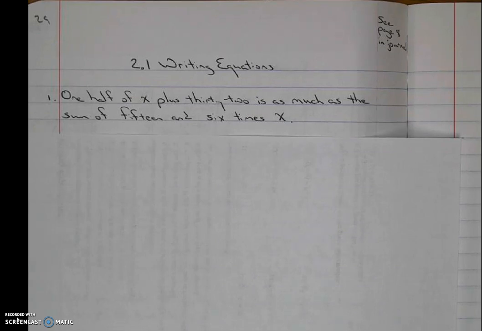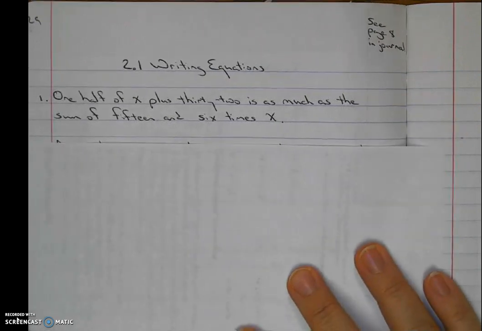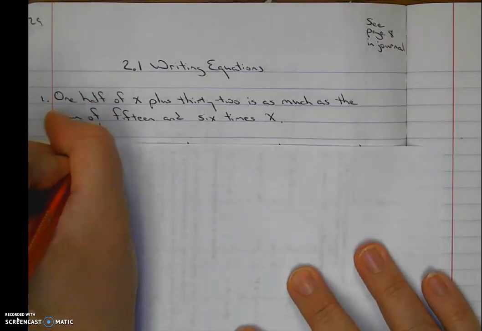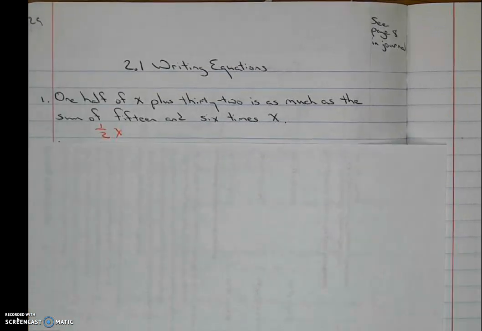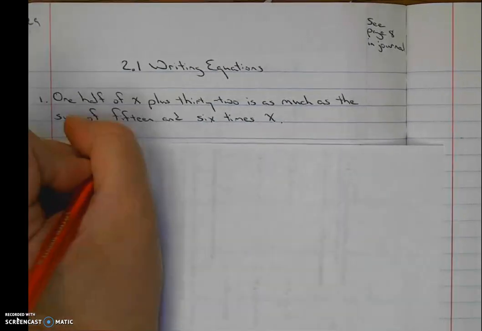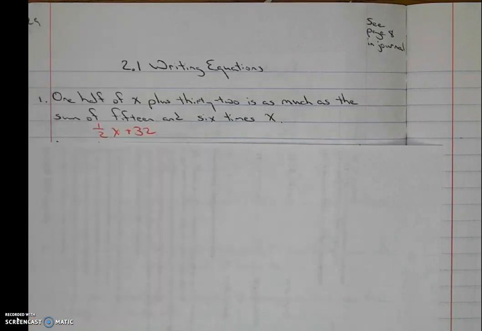If we look at the first situation, we have 1/2 of x plus 32 is as much as the sum of 15 and 6 times x. So in this case, you're already given that we're going to use the variable x. Other times it would say 1/2 of a number, and you're going to use x and y, whatever you feel like. So for this one, we have 1/2 of x. We would write that as 1/2 x plus 32. So plus 32 is as much. That tells you you're going to have equals.